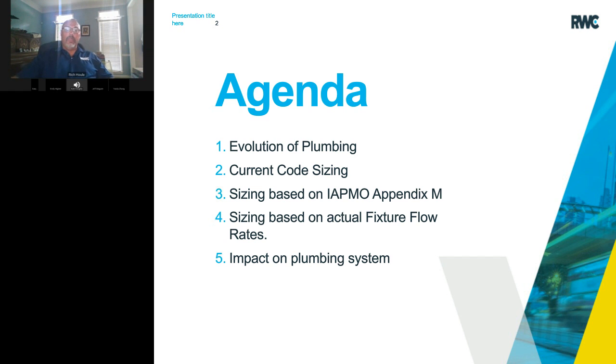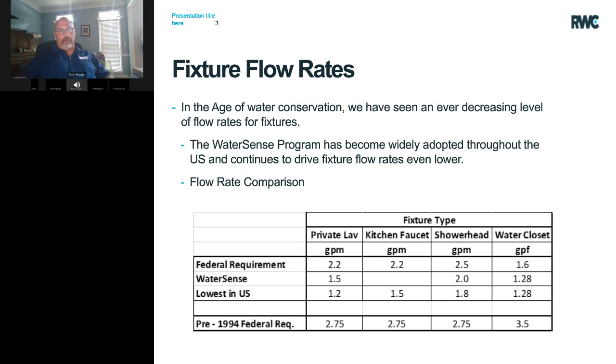and what's going on today. So if we take a look at what's happened in the last 20, 30, 40 years, we're in an age of water conservation. We hear people chat about conserving our natural resources, which is a very good thing. And so we have seen since the 1994 federal requirements a significant reduction in flow rates. I'm sure you've all heard about the WaterSense program and are very well aware of it, but that's pretty much become widely accepted throughout the U.S., and it continues to drive fixture flow rates even lower.